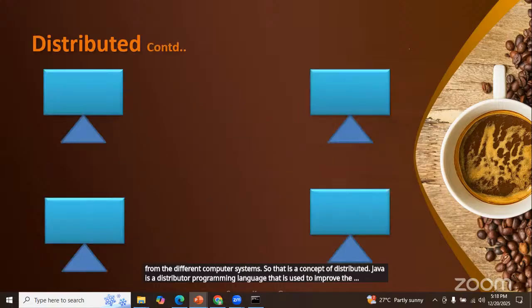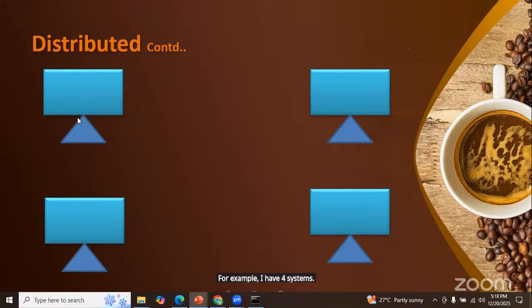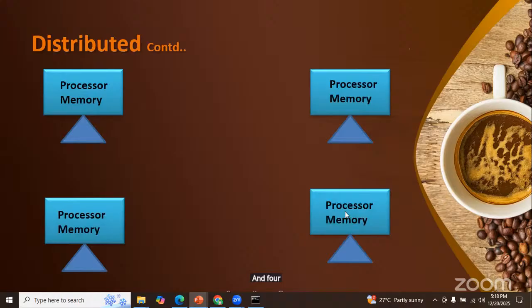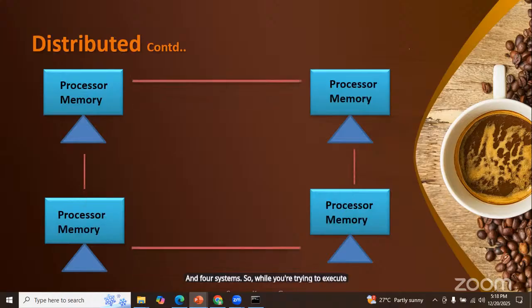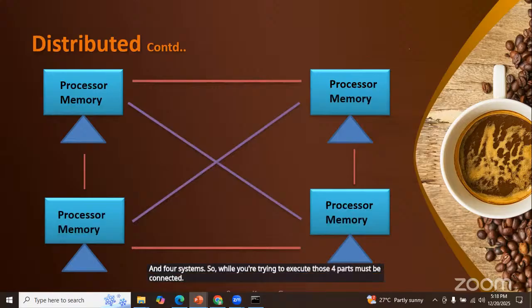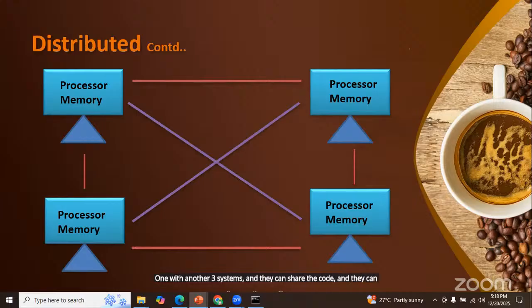For example, I have four systems. Let us say one piece of code is divided into four parts, and the first part is available here, the second part here, and the third and fourth parts on the other systems. While executing, those four parts must be connected with one another, share the code, and start the execution. So four processes are executing in parallel at the same time. That's why it is used to improve performance.